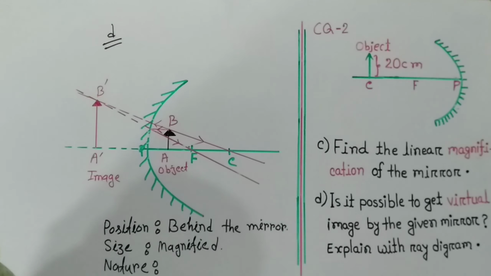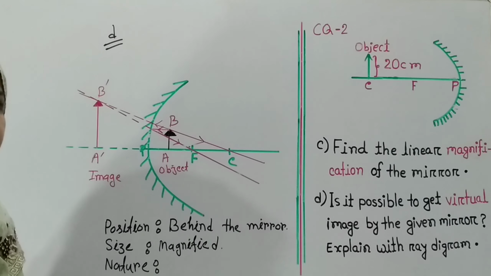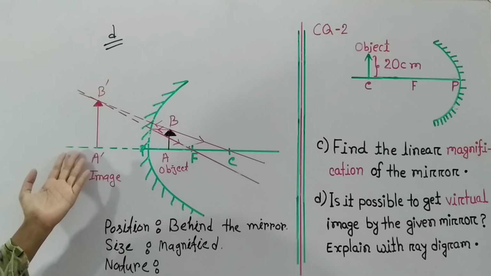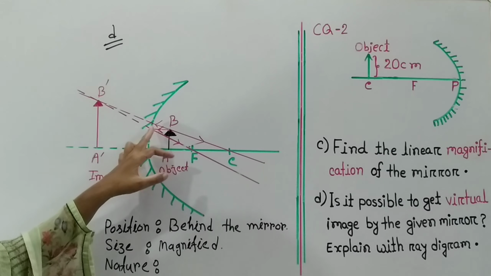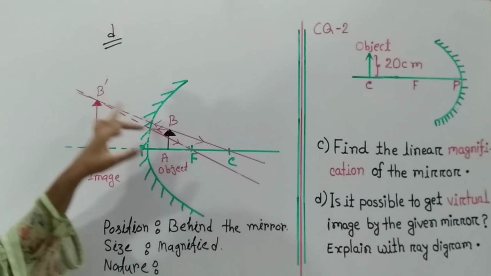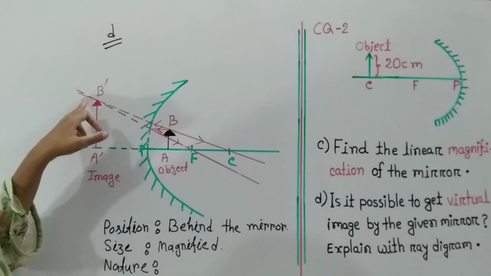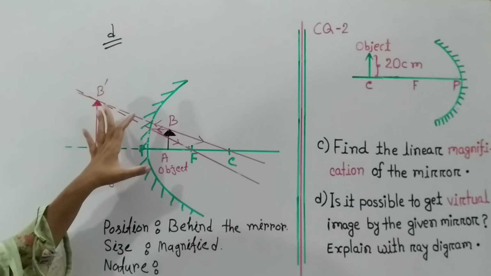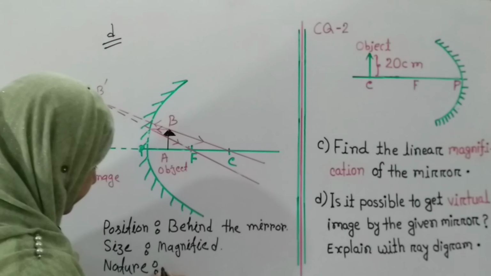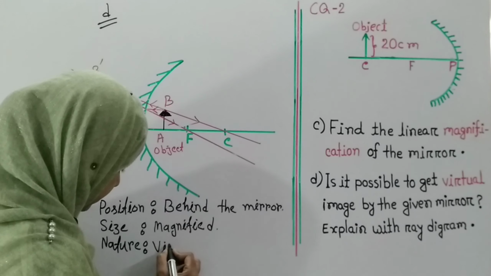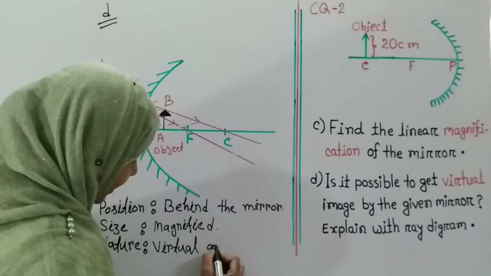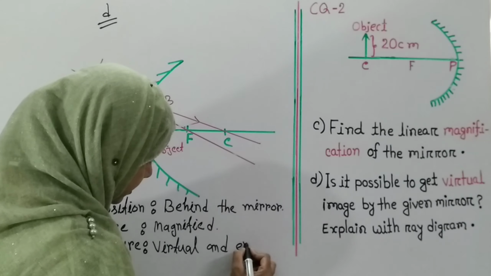The nature of the image must be virtual, because as you see the image is formed behind the mirror and the reflected rays are not actually meeting at a point. They are supposed to have emerged from this point. So it's a virtual and erect image.